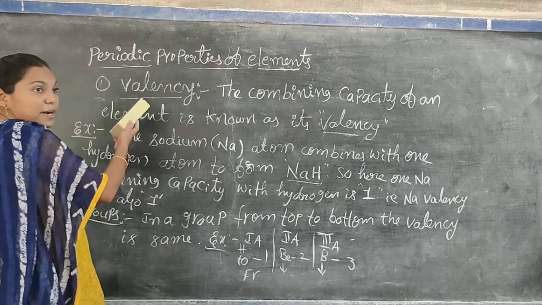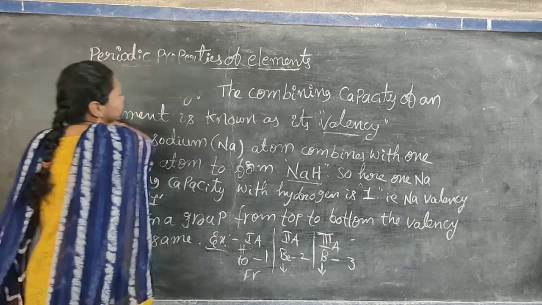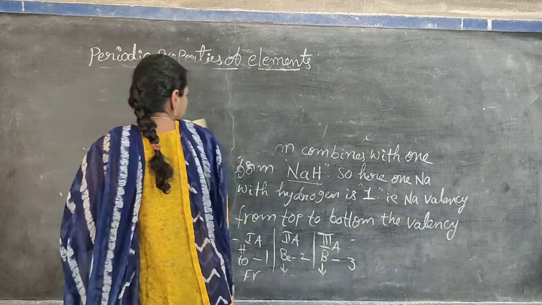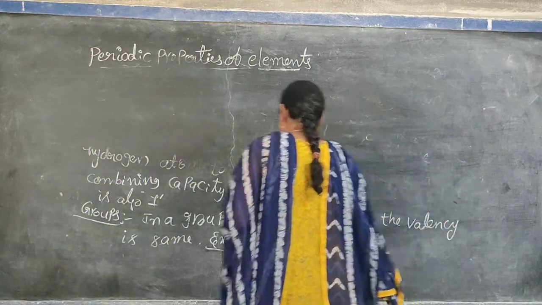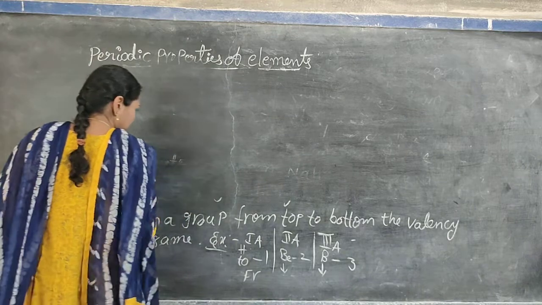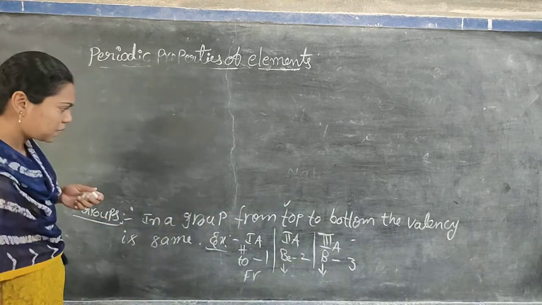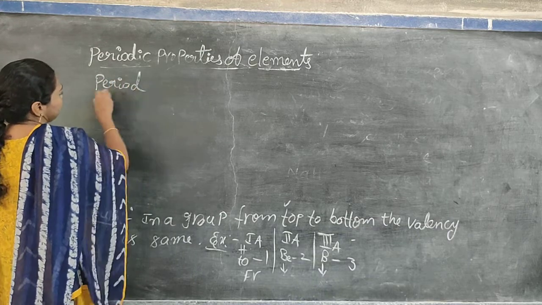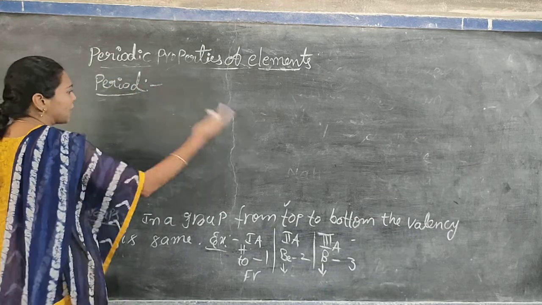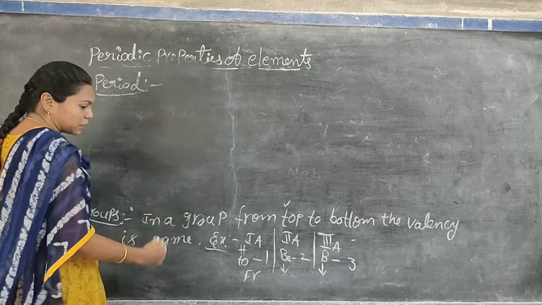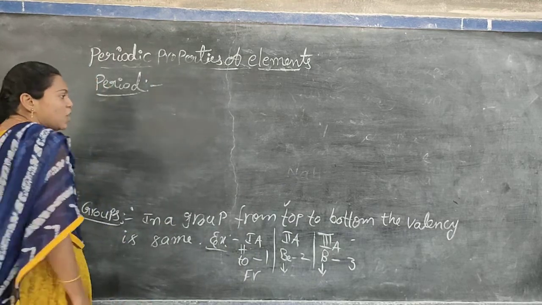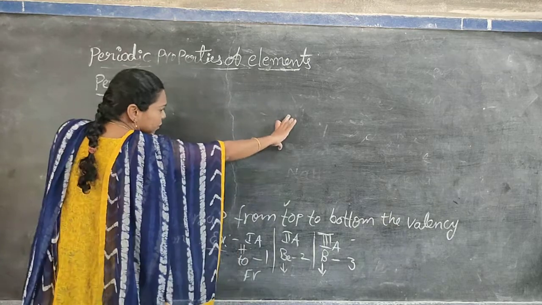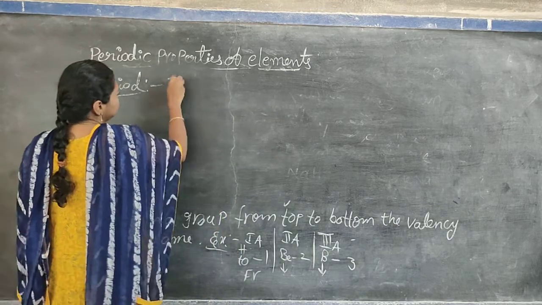In a period, how does it change? Period means from left to right. Group means from top to bottom. I already mentioned this to you a number of times. Group means top to bottom, but period means from left to right side.